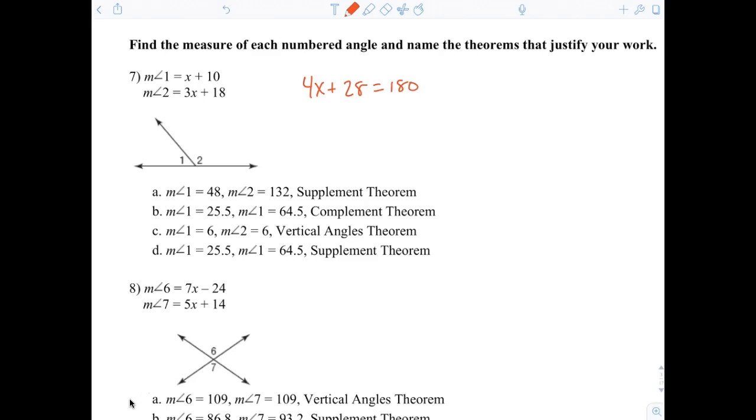Now I want to get you in the habit of observing that all of those are divisible by 4. Do you agree? So to make it even easier, x plus 7 is equal to 45. So x is what? 38. X is 38, so it has to be A. Is everybody okay with that? If x is 38, then angle 1 would equal 48. All right.